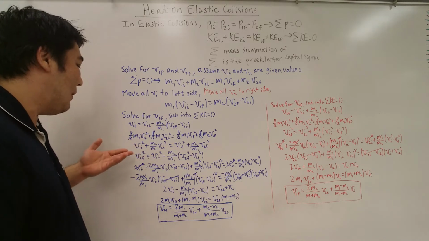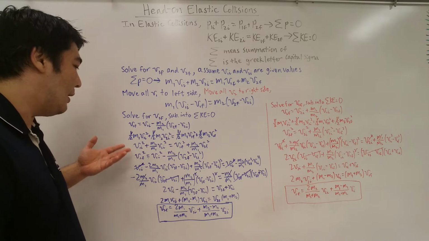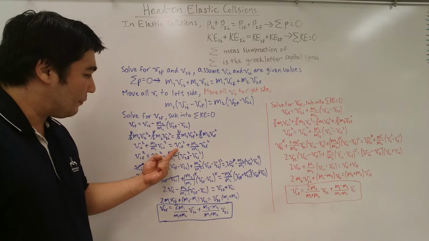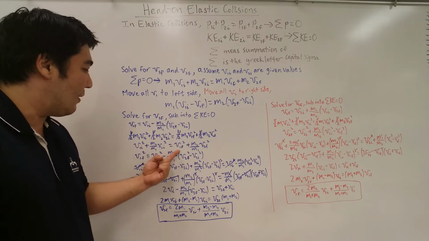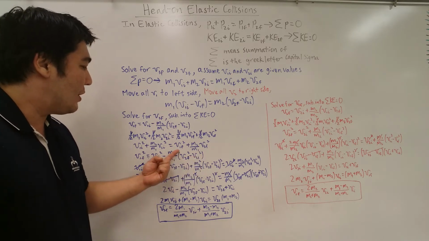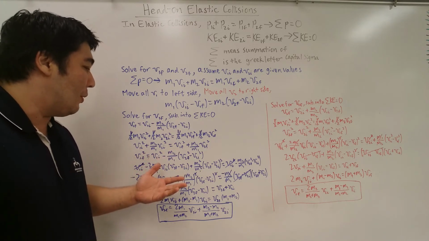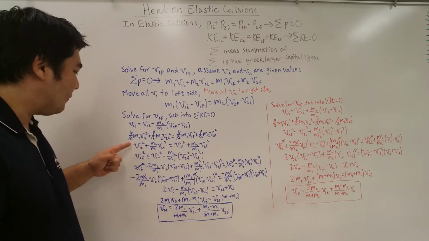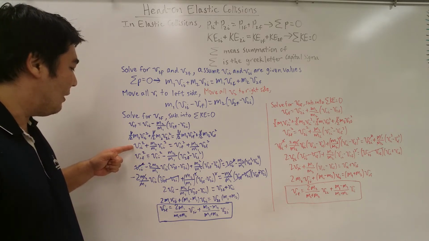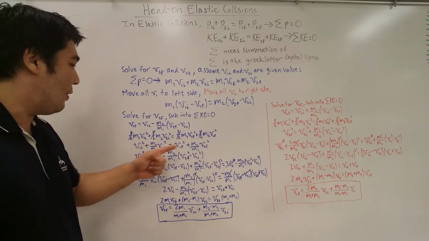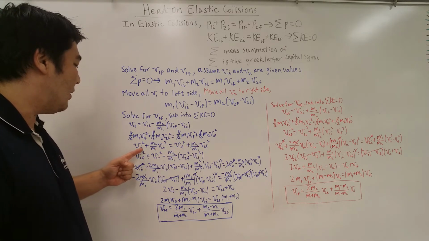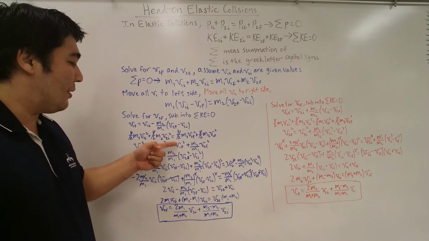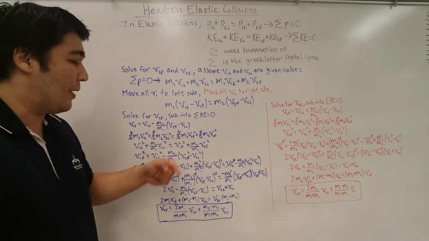What I also noticed was that I might as well try to get rid of as many variables as I can. What I'm trying to do here is isolate either V1 final or V2 final. So I said, if I'm going to divide by 1/2, I might as well also divide by 1/2 M1. From here, I got rid of the M1. I divided by M1 on both sides of the equation, so I got V1 initial squared plus M2 over M1 V2 initial squared equals V1 final squared plus M2 over M1 V2 final squared.